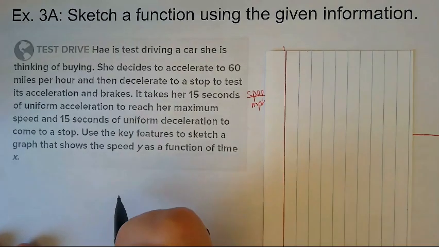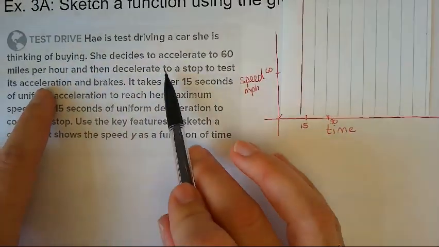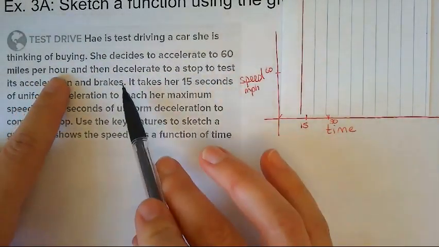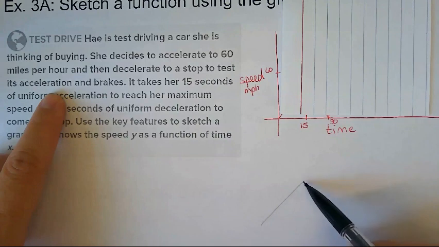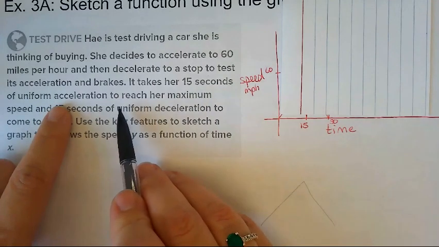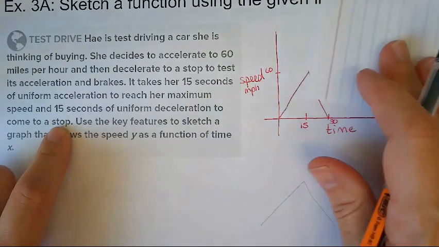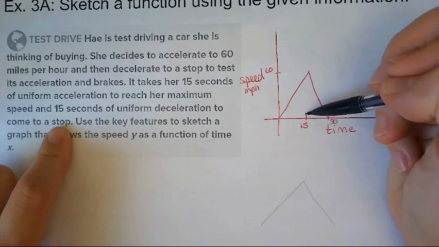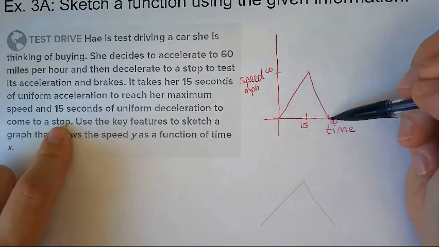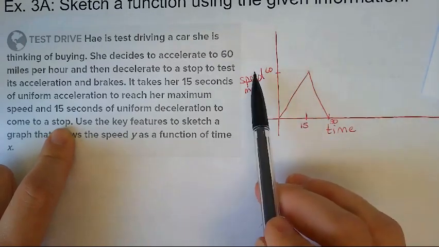So it tells me that the y is the speed and that the x is the time. Okay? She decides to accelerate to 60 miles per hour and then decelerate to a stop. So that tells me that we are accelerating and then decelerating, so something like that. It takes her 15 seconds to accelerate to reach her maximum speed and 15 seconds to decelerate. So then what I did was I just put in my numbers. So I know my graph is going to look like this. Took me 15 seconds to get here, another 15 to finish. So that puts me at 30 seconds. And then I went ahead and labeled the maximum speed at 60.